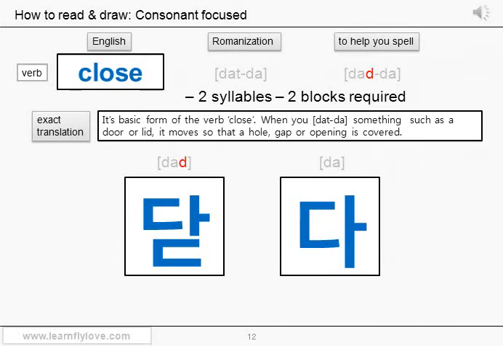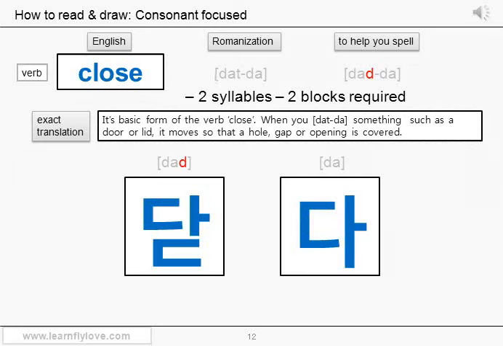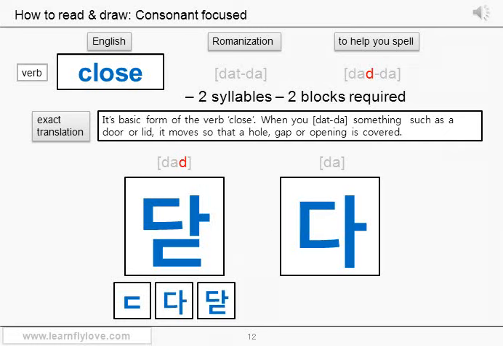Next word is close. As a verb, it's a basic form of the verb close. When you close something, such as door or lid, it moves so that a whole gap or opening is covered. Check out the romanization and let's hear the sound first. 닫다, 닫다. It's a two-syllable word. There is the second romanization for Korean spelling. We can find D in here in red. So you can see D sound is used as a final. Then let's check out the Korean spelling. The first consonant is D, like D in English. And the vowel is A. And the final consonant is D, like D in English again. So it's D, Ta, Tat, Tat. And the initial consonant of the next letter is also D, like D in English. And the vowel is A. So it's Ta, Ta, Tatta, Tatta.